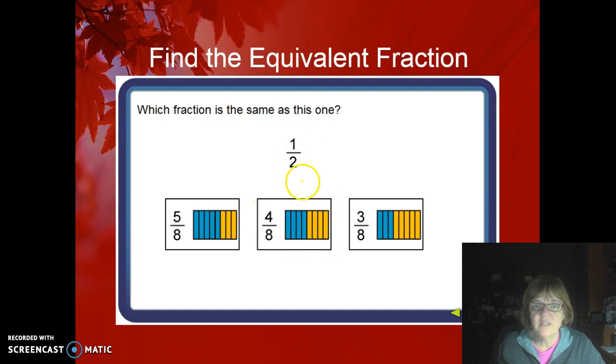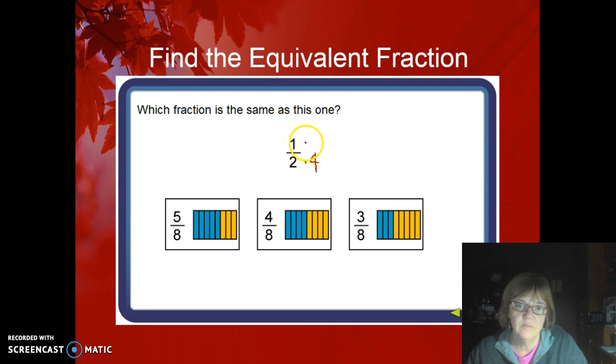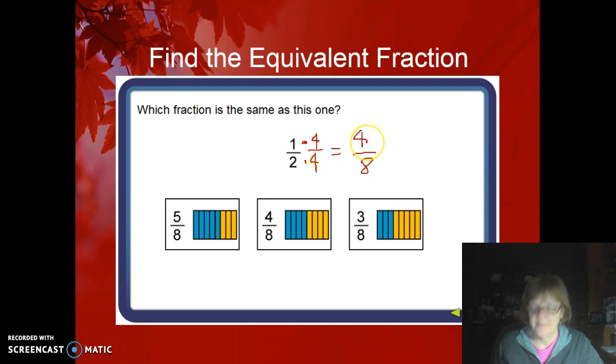Okay, and if you think about it too, what number times 2 will give you 8? That'll be 4, right? So if I do 2 times 4, oh, yellow on white doesn't work so good on this, does it? I may have to change my ink color. Times 4. And the top one times 4. And the whole thing gives us 4/8, the equivalent fraction that we have down below.